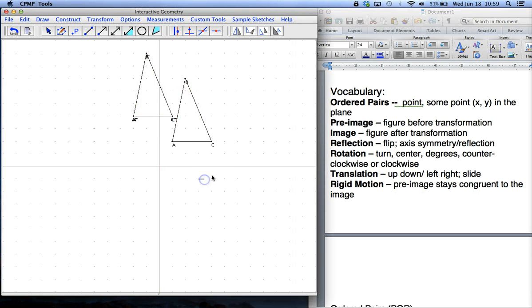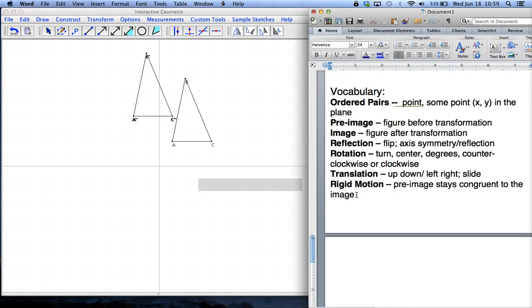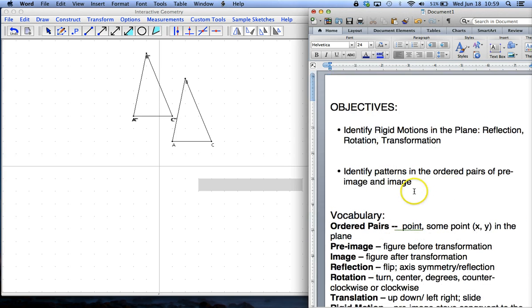We're not stretching these triangles, we're not shrinking these triangles, no matter how we move them in the plane, they're ultimately staying the same shape and the same size. And that's what you have to think about in general terms when you're talking about congruence: same shape and same size. So we're ultimately going to work more with rigid motions, and we're going to learn about different kinds of motions beyond simply motions that preserve congruence. Remember that we've talked about reflections, rotations, and translations, and we've identified patterns in the ordered pairs of pre-image and image.